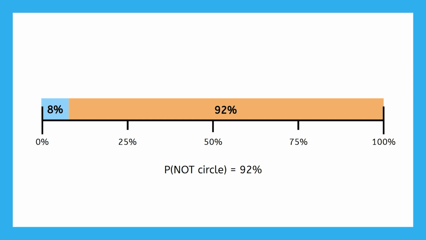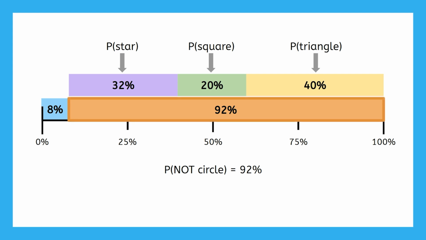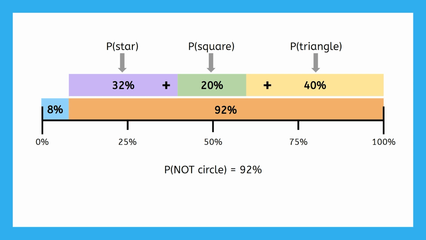If we bring in the probabilities of getting the other types of ducks, what do you notice? The probability of not getting a circle mark is just a combination of the probabilities of getting a star mark, a square mark, and a triangle mark. Did you notice that if you add the probabilities of getting a star, square, and triangle, the total is 92%? Why do you think that is?